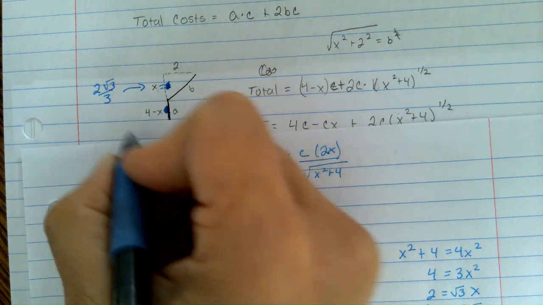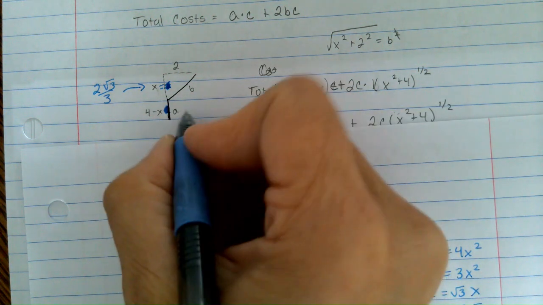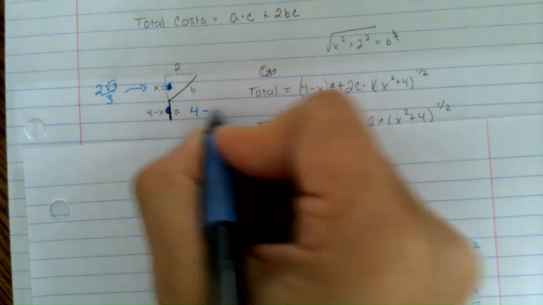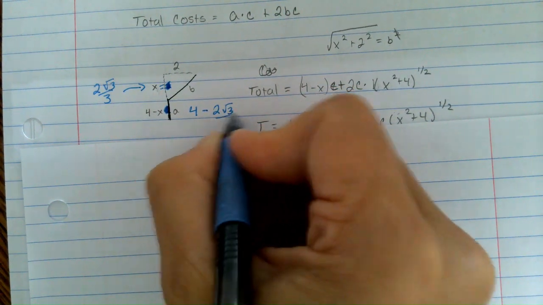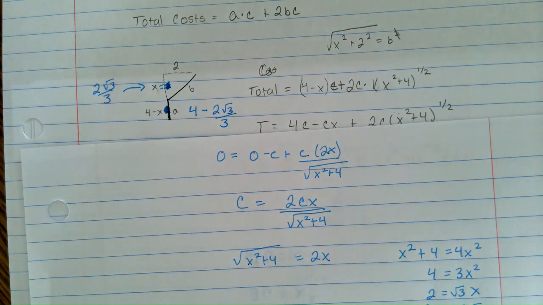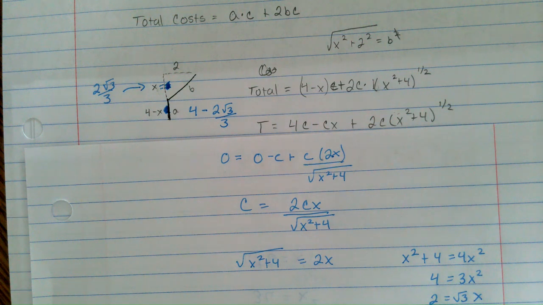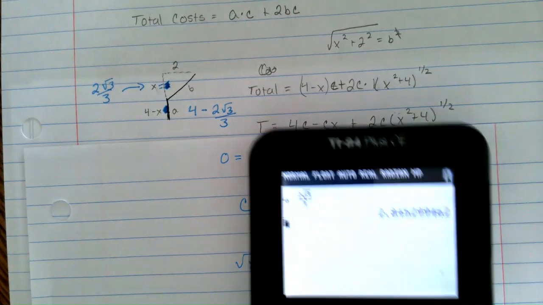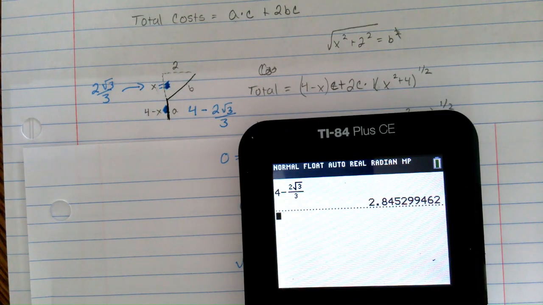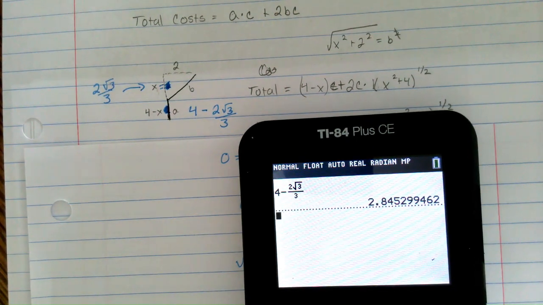So how far do we go down the land? Well, our a value is going to be 4 minus that 2 square roots of 3 over 3. So that's how far we're going to have to go down on land before we turn. And if you want to know what that was, that's roughly 2.8 kilometers. So we're not doing like a 50-50 switch here. We're going almost 3 kilometers down the shore before we go ahead and turn out to our oil well so that we can save as much money as possible. So if you happen to be the company owner, that's going to be what you're going with.